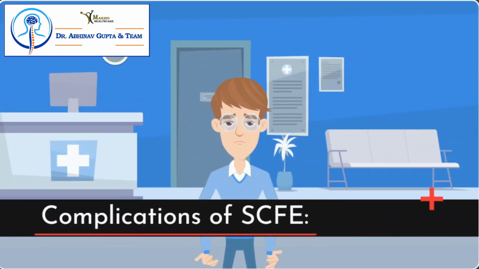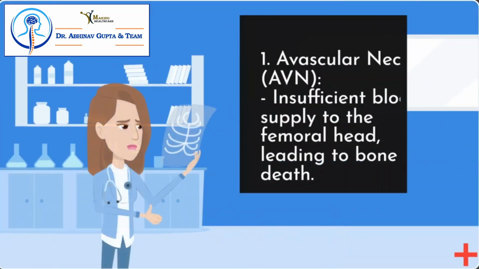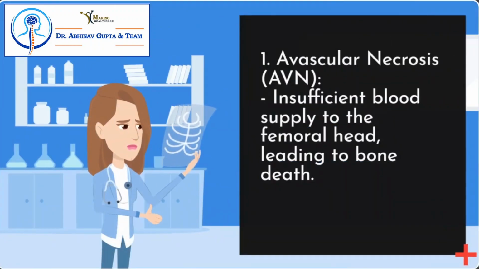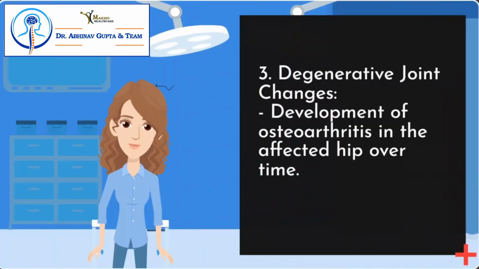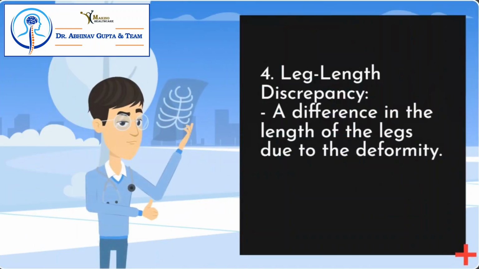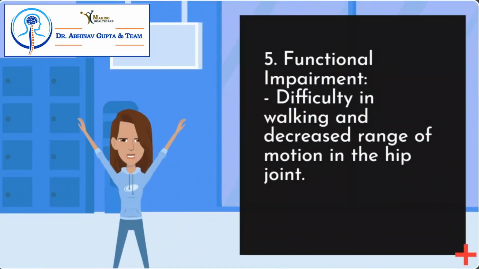Complications of SCFE. 1. Avascular necrosis, AVN. Insufficient blood supply to the femoral head, leading to bone death. 2. Chondrolysis. Loss of cartilage within the hip joint. 3. Degenerative joint changes. Development of osteoarthritis in the affected hip over time. 4. Leg length discrepancy. A difference in the length of the legs due to the deformity. 5. Functional impairment. Difficulty in walking and decreased range of motion in the hip joint.